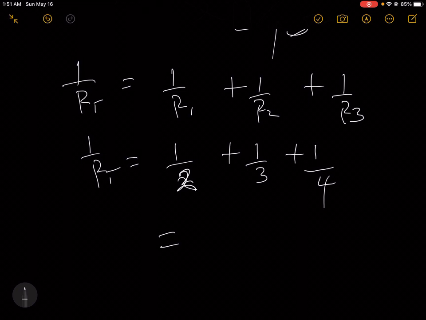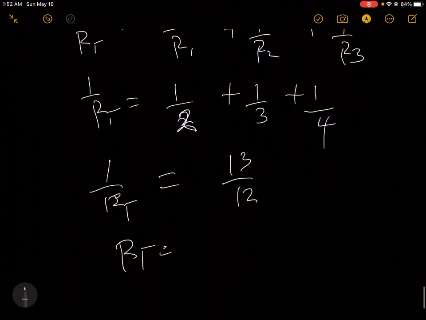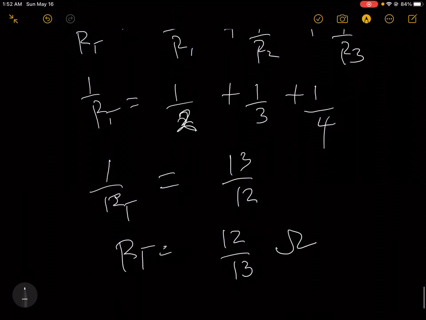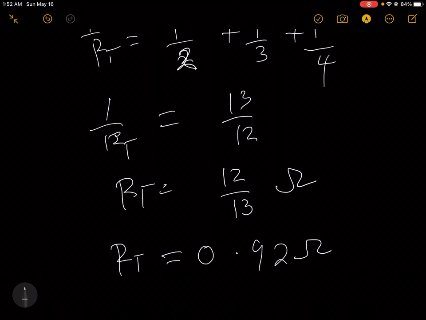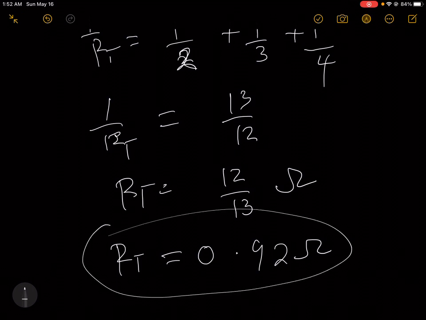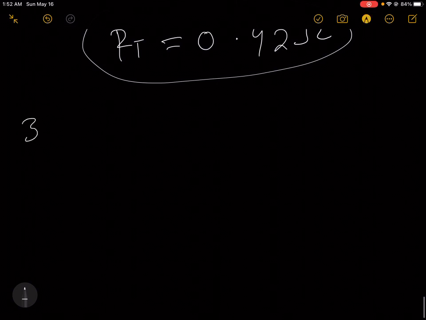1 over 2 plus 1 over 3. You can use your calculator and you can do it manually, whichever one you want to do. So this is 13 over 12, 1 over RT, and RT will be 12 over 13 ohms. So if we do 12 divided by 13, it's like 0.992 and so on. So you can just put it this way. So this is your resultant. So example 3. Now let's go to a more complex diagram.